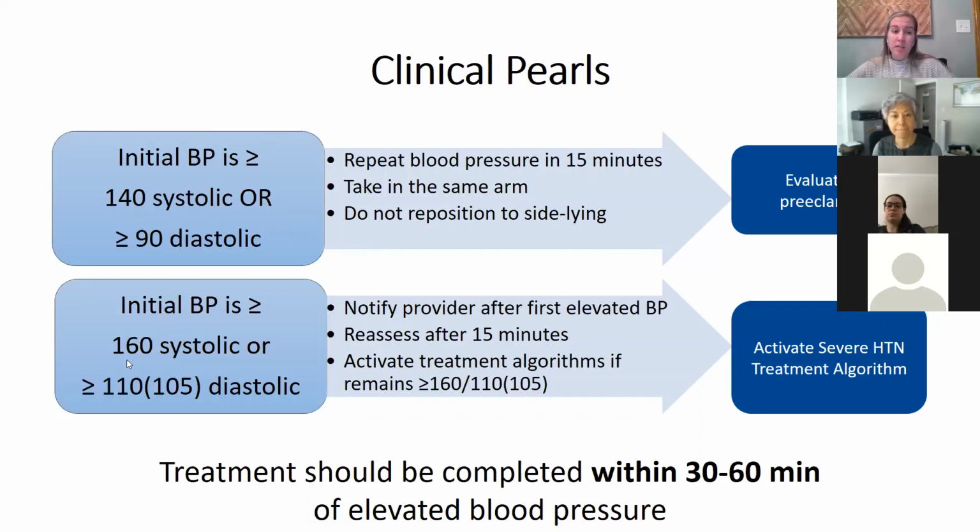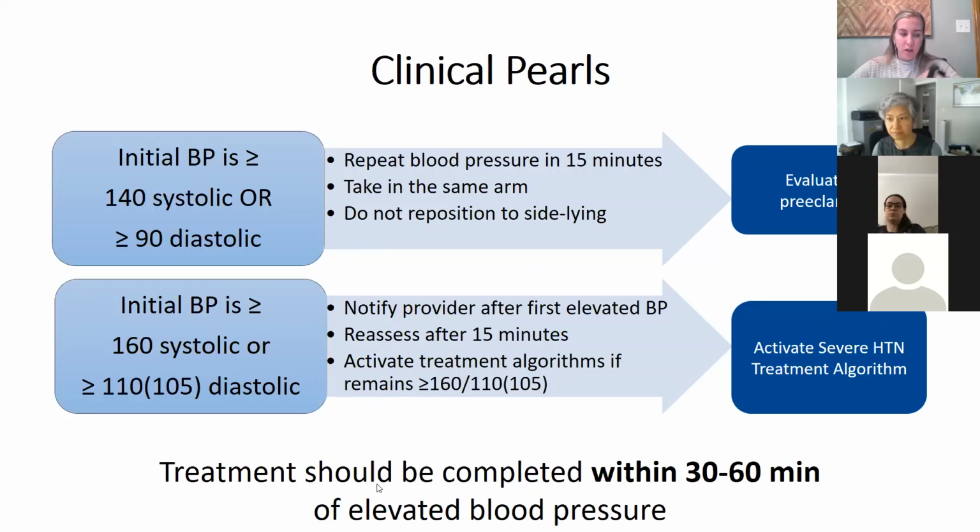If their initial BP is 160 over 110, we would need to notify the provider right away, because that's a severe range. So notify them first. You're going to reassess it in 15 minutes and then activate the treatment algorithm. If it's still a severe range of greater than 160 over 110, you need to start your treatment.